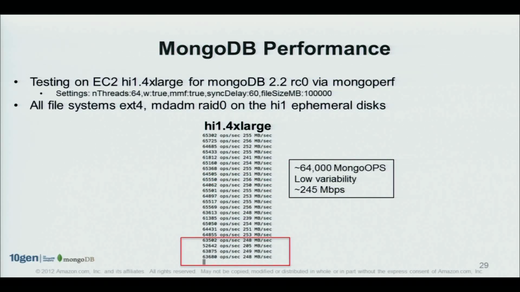We get some really nice MongoDB performance as well. So this is testing on a hi1.4xlarge instance. Here are your parameters, and as you can see, you can drive 64,000 Mongo ops on this instance with very low variability and throughput at about almost 250 megabytes a second. Again, as mentioned before, this is a great platform for running not just Cassandra, but Mongo and other analytics systems which have high transaction rates. And we've seen customers run very successfully, moving from m2.4xlarge instances or EC2 instances for these very high random I/O workloads. And it's been functioning very well for a number of customers.